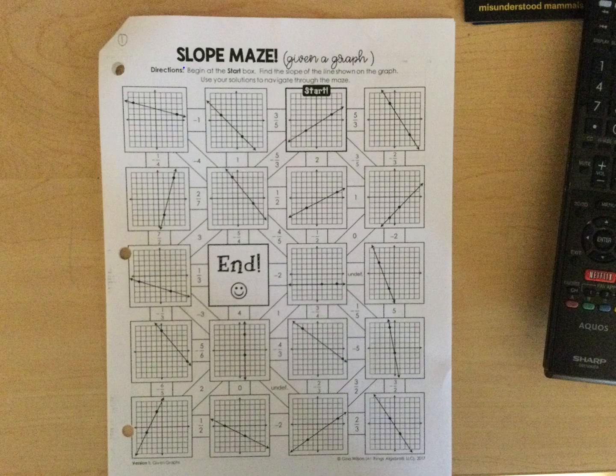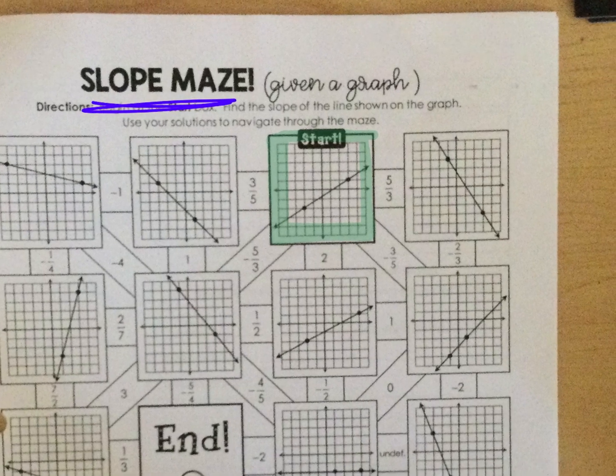All right, this slope maze is on the very last page of your 4-1 packet. So turn to the last page of the 4-1 section and you'll see this. For this slope maze, I need you to start in the start box. And all we're going to do is figure out the slope. I'm going to zoom in so I can figure it out.